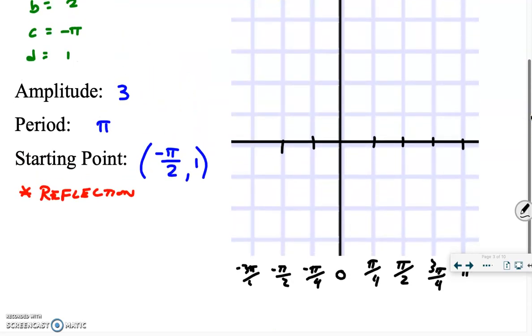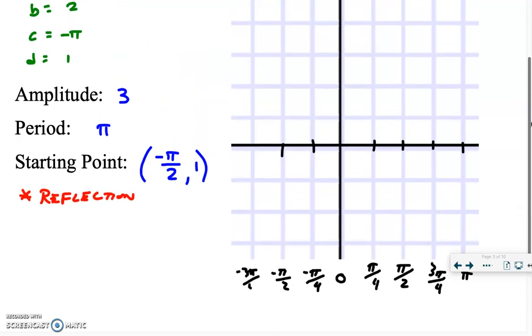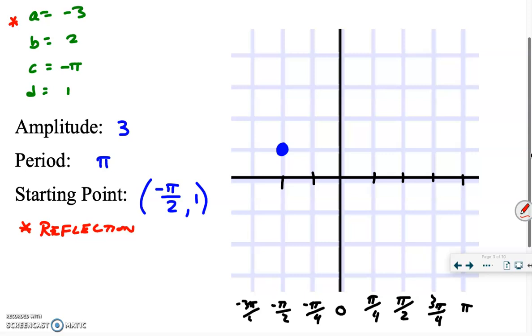So where we want to begin, of course, is at the starting point, which is at negative pi over 2 comma 1. So there is my starting point. Next up is the verticality here. So from the starting point, I need to move up the amplitude, which in this case is 3, down the amplitude, which in this case is also 3. Now I need to move over the period. So we said that the period is pi, so that means that I need to move over an amount of pi. So if I were to move over pi units, that's what it's going to look like. All right, so this is my outer frame.